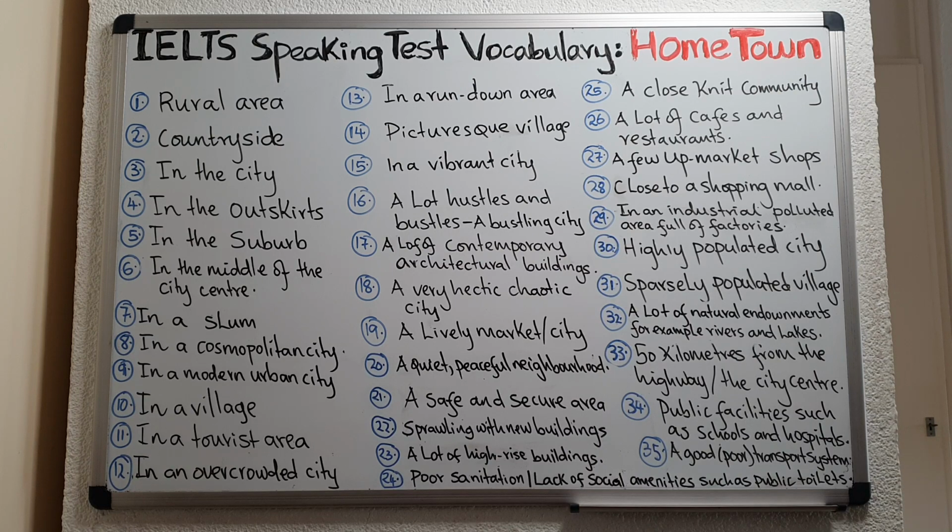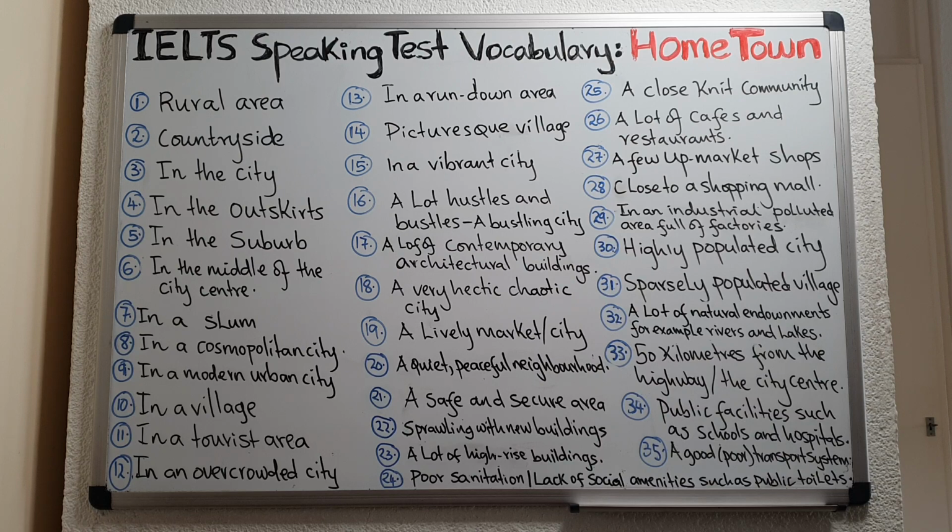Okay. Number 12, in an overcrowded city. Overcrowded city is a city where there are a lot of people living there. Okay, like I said earlier on, for example, if you live in a slum, then it tends to be very overcrowded. There are a lot of people living there. So an overcrowded city is a city with a very high population because there are a lot of people who live there. Okay, there are a lot of people. It is overcrowded.